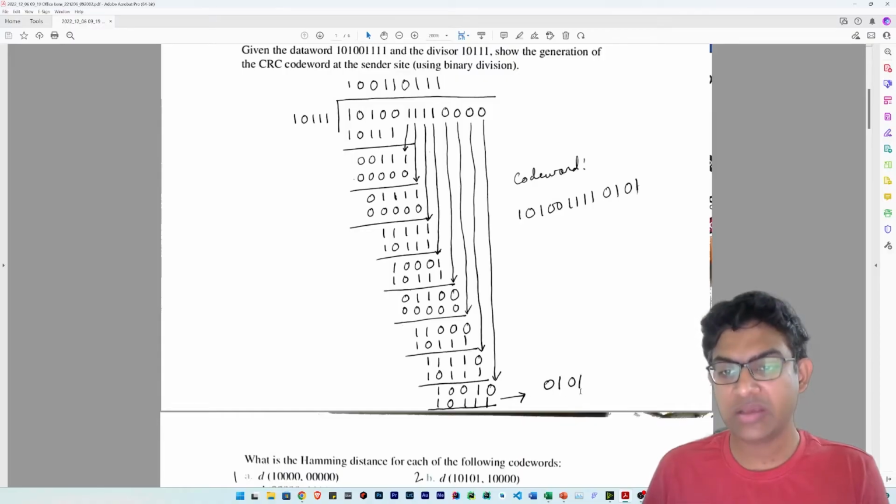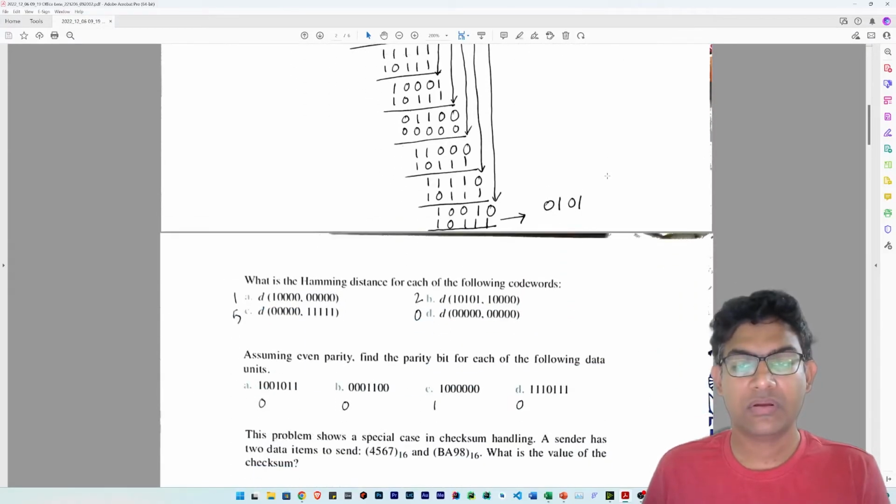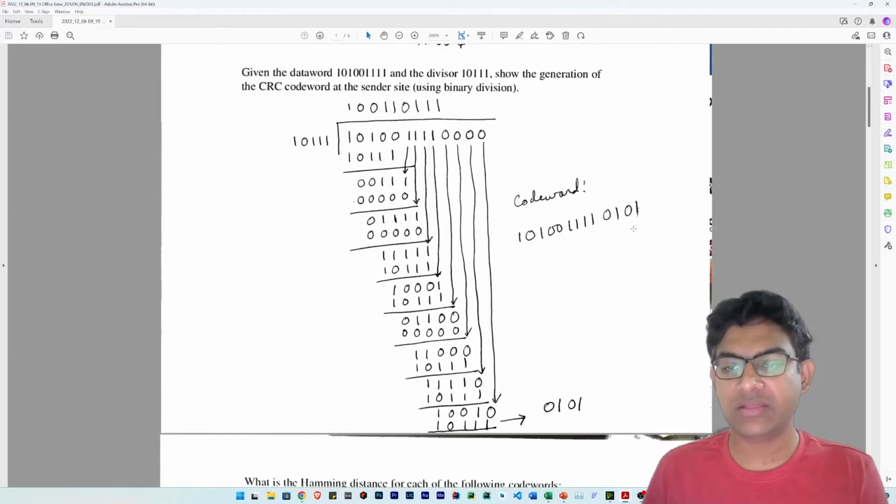It is 0 1 0 1. So I take 0 1 0 1 and add it to the end of the data word, and that gives me the code word. And very quickly, if you take this code word and there are no corrupted bits in it, and if this code word is divided by the same divisor at the receiving side, they should get a remainder of 0 0 0 0. If they don't get it, that means there is some kind of corruption in the transmission of this code word.